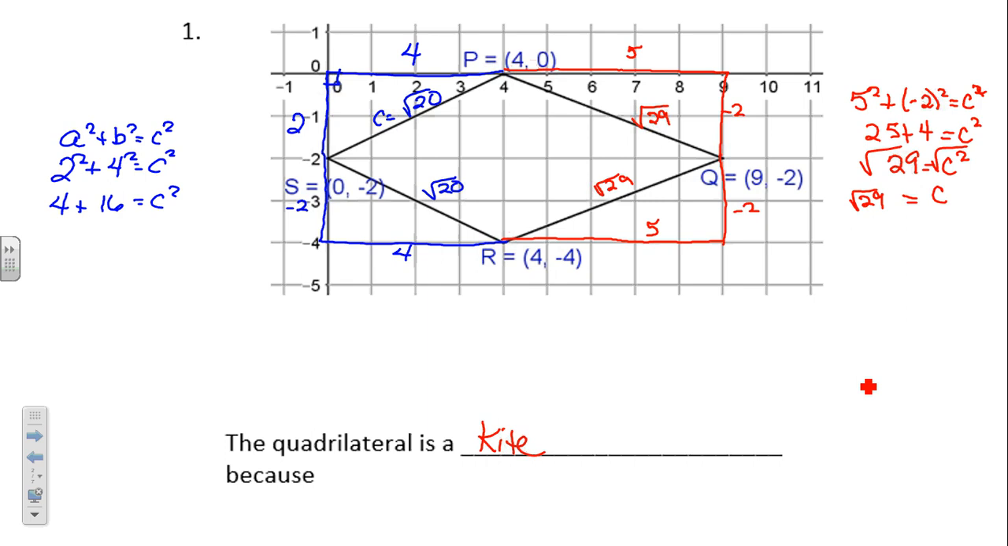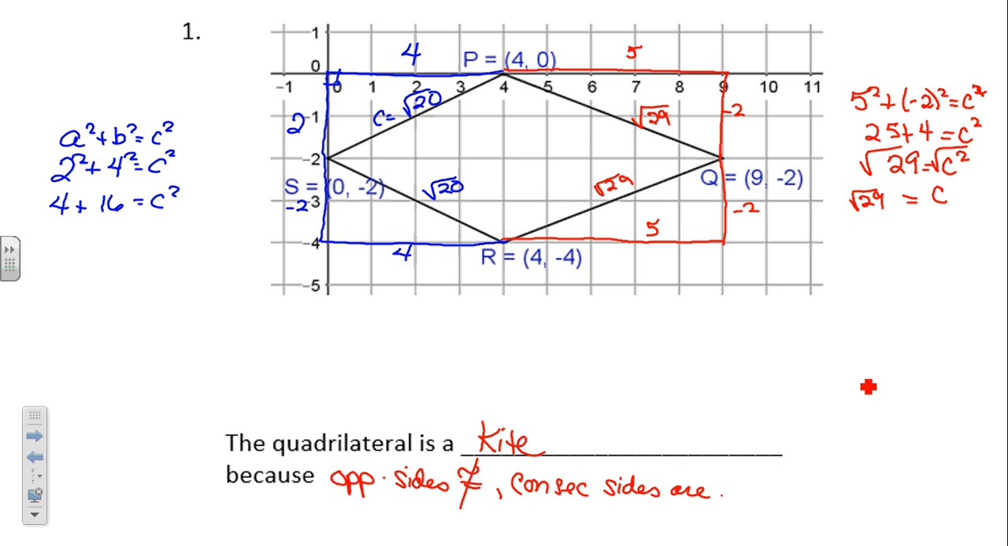But the consecutive ones are. Opposite sides not congruent. You can put a mark like that to say not congruent, just like not equal has a slash through it. But the consecutive sides are. Okay? Opposite sides are not congruent. Consecutive sides are congruent. That makes a kite. That's our definition of a kite. One of those things you should be studying on your flashcards.